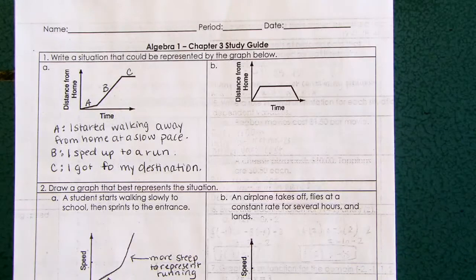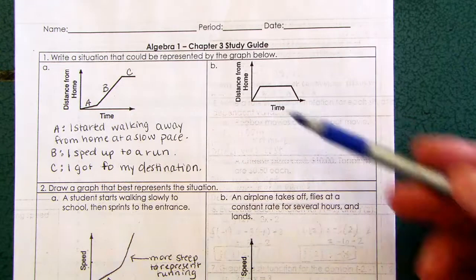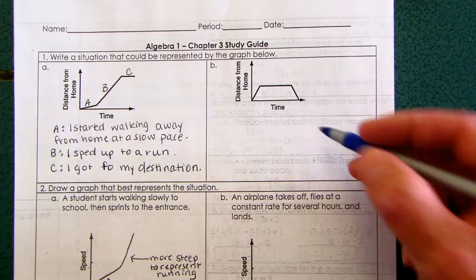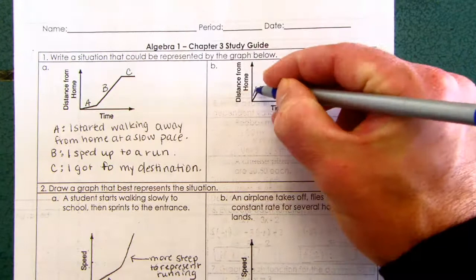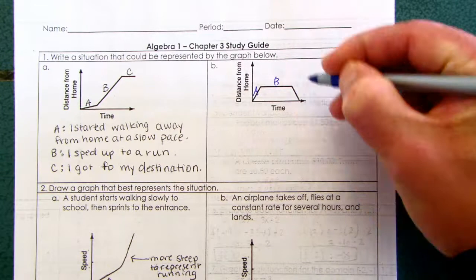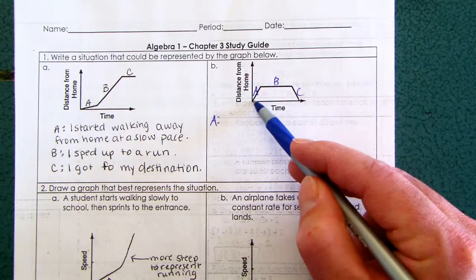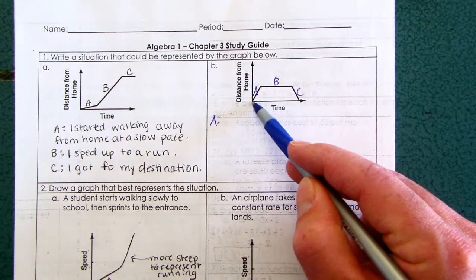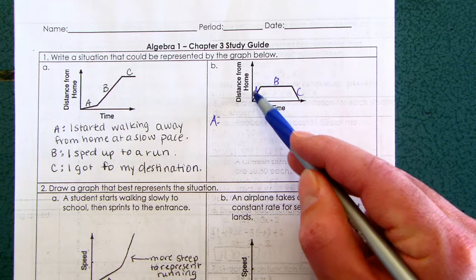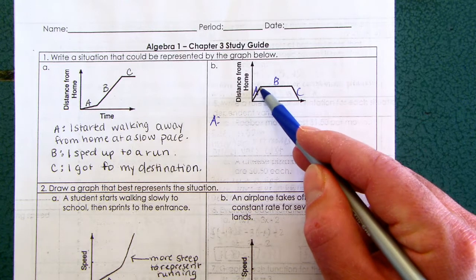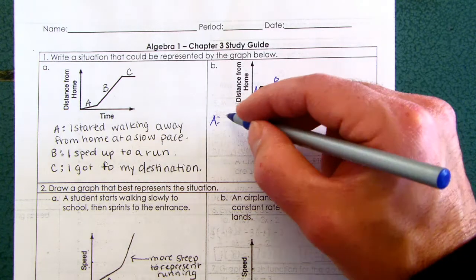All right, so reading graphs here. X-axis, we have time. Y-axis, we have distance from home. So let's break this into three sections: Section A, Section B, and Section C. So first up in Section A, notice both time, so X, and distance are increasing. So we could just say walking away from your house.